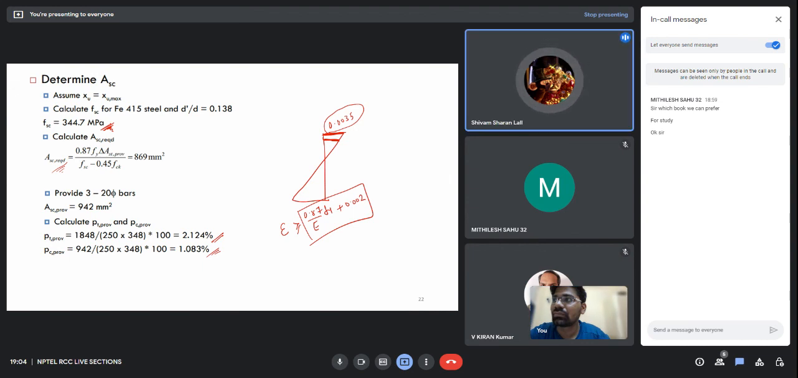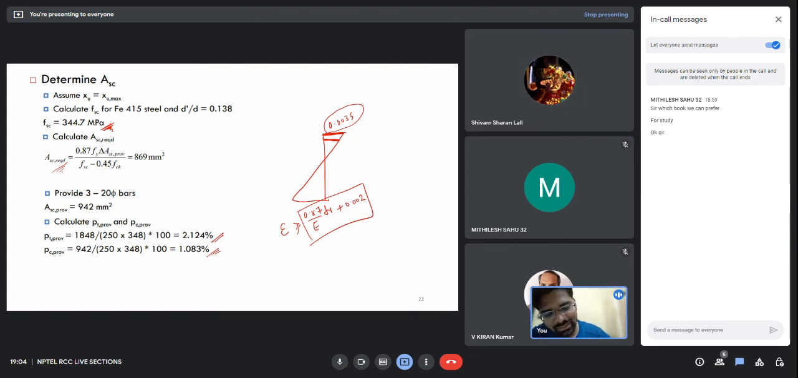Actually, I tried to calculate it. If we take a strain lesser than 0.0035, we were getting a value very close to the moment as calculated from the upper assumption.